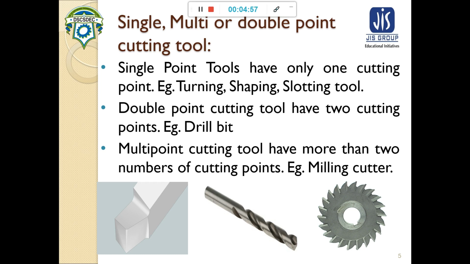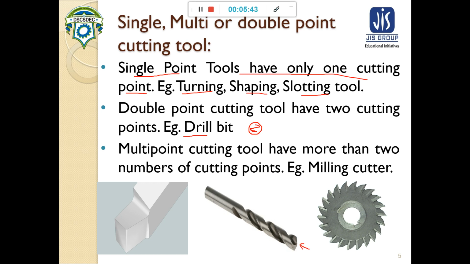Next, the classification according to the cutting point. There is the single point cutting tool. A single point cutting tool has only one cutting point. Examples of single point cutting tools are turning tool, shaping tool, slotting tool, etc. Similarly, double point cutting tools are those cutting tools which have two cutting points, for example the drill bit. If you see the cross section of a drill bit, from here, the drill bit may look like this.